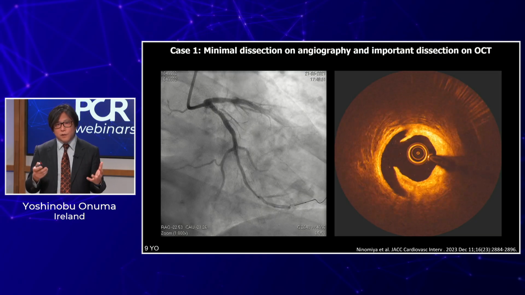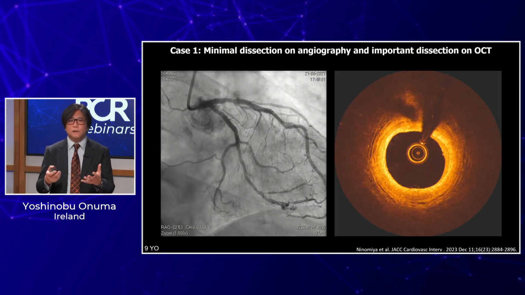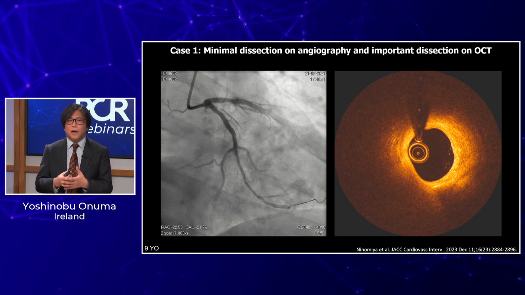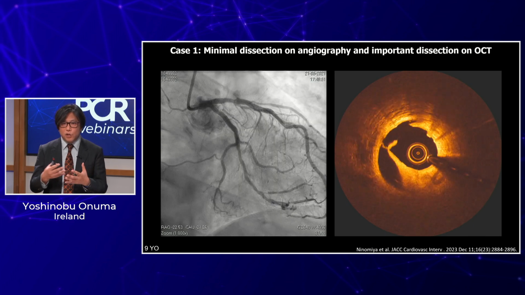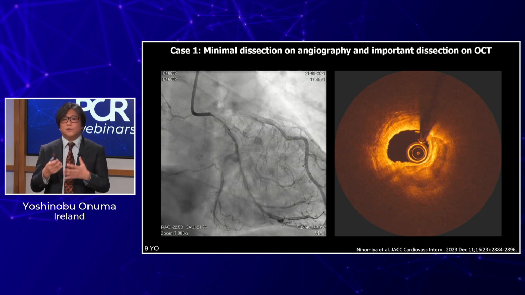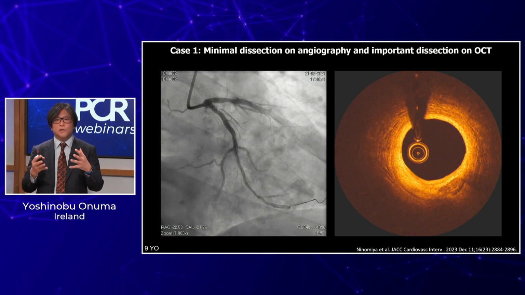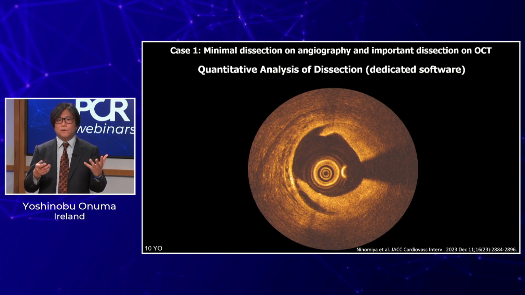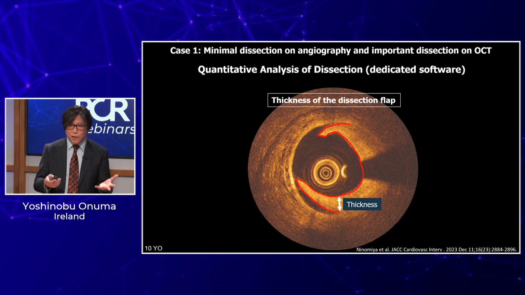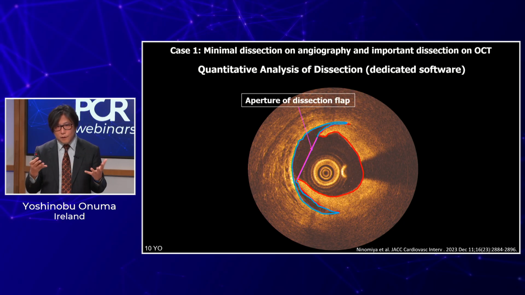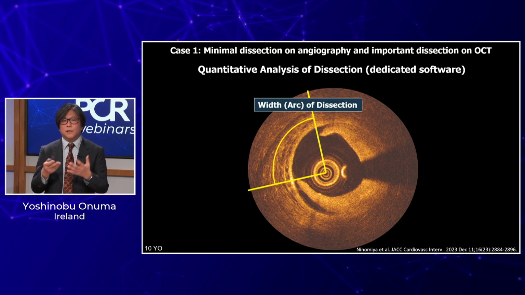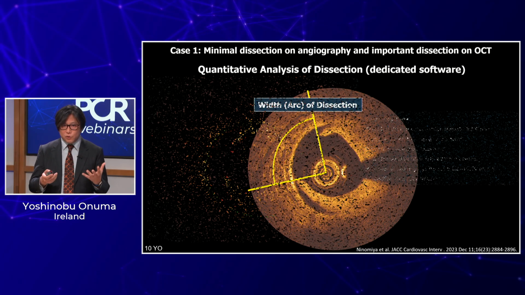So this is one of the examples included in the Transform-1 trial in de novo lesions. We did DCB in the circumflex. Angiographically, there's a minimal dissection. But if you look at the OCT, you see a lot of dissections in the middle of the treated segment. You can really see more. Be careful in the cross sections. This is the thickness of the flap, and you can measure the aperture of the dissection flap and the depth of the dissection, and the width of the arc of the dissection itself.